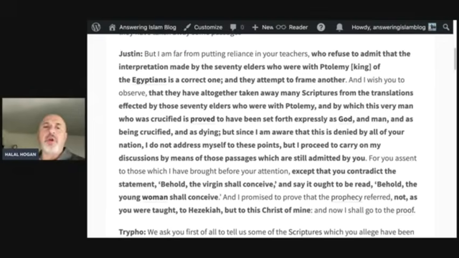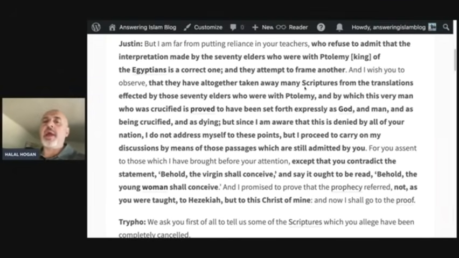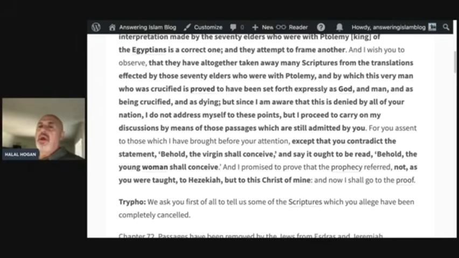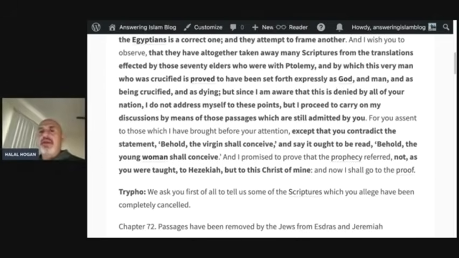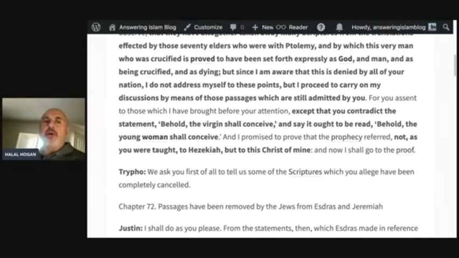And I wish you to observe that they have altogether taken away many scriptures from the translations effected by those 70 elders who were with Ptolemy, and by which this very man who was crucified is proved to have been set forth expressly as God and man, and as being crucified and dying. But since I'm aware that this is denied by all your nation, notice what he's saying. I'm aware you don't believe this.